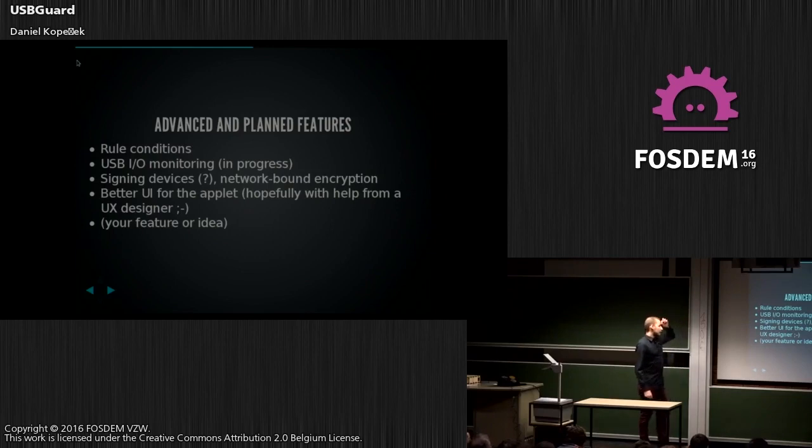But you can actually use one of these advanced features to make more complex policies or more intelligent policies. One of them is rule conditions. You can match the current conditions of the system, like the context of the connected devices. So you can write a rule which allows a device only if another device is connected or not.